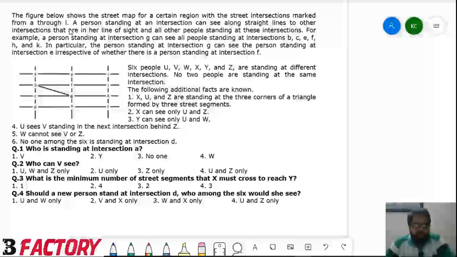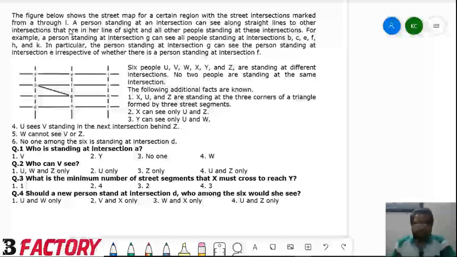A person standing at an intersection can see along the straight lines to other intersections that are in her line of sight, and all the other people standing at these intersections. For example, a person standing at intersection G can see all the people standing at B, C, then E, F. So G can see E as well, H and K. In particular, a person standing at intersection G can see the person standing at intersection E irrespective of whether there is a person standing at F. So G can see anyone standing at F as well as E.